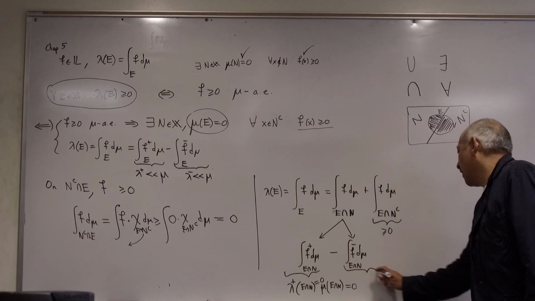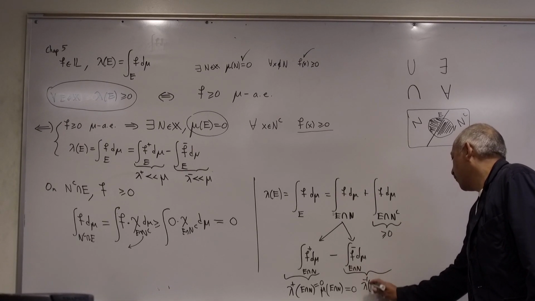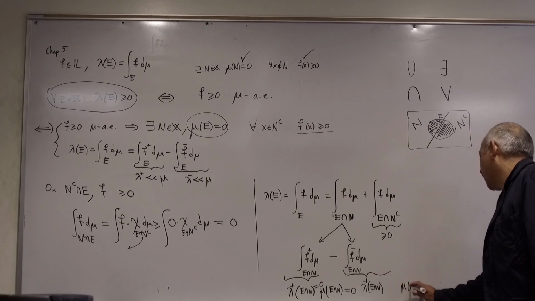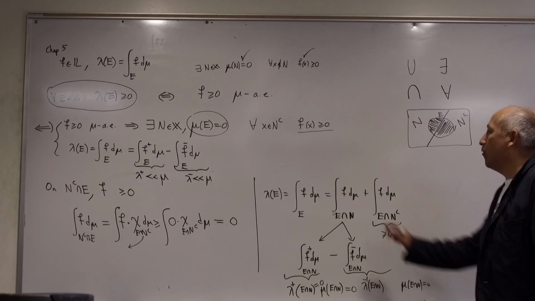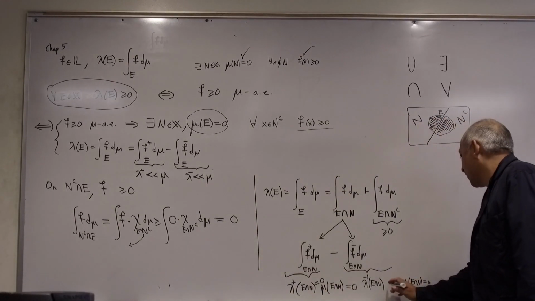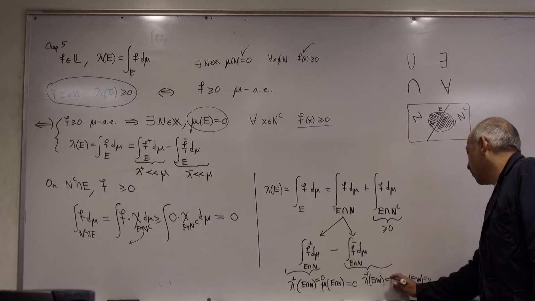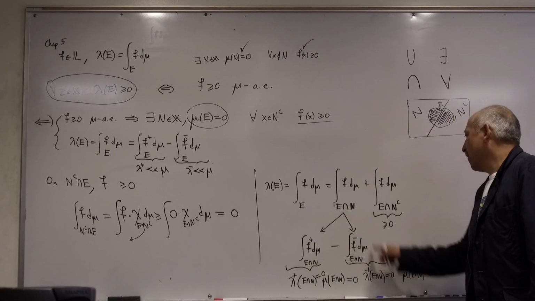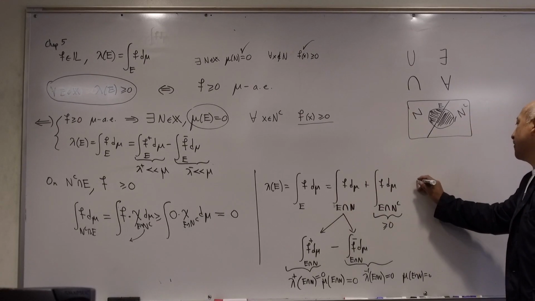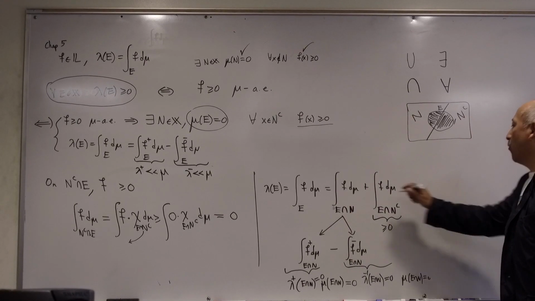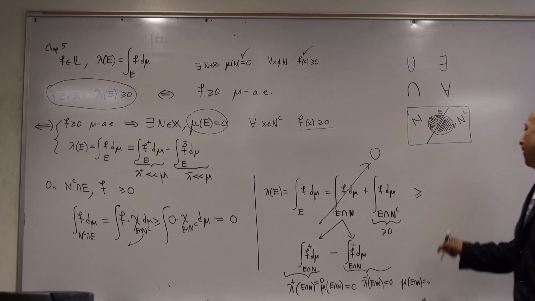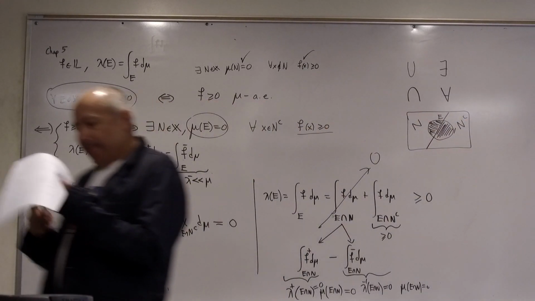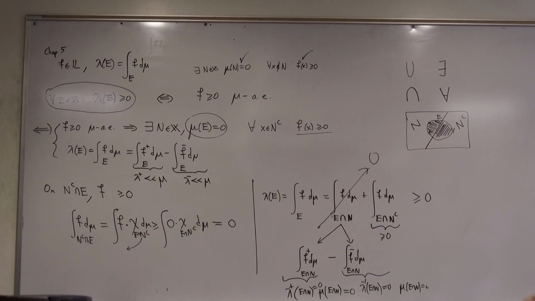Likewise, this is lambda minus of E intersection N, but because mu of E intersection N is 0, and mu is absolutely continuous, that implies that this is equal to 0. Therefore, this piece is 0, and this piece is 0. Therefore, this piece is 0. In other words, this kind of cancels out. You see what I mean, guys? So therefore, this piece is greater than or equal to 0. And we finish, yes? All right, try to write it on your own without looking.